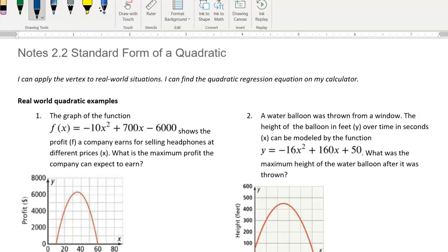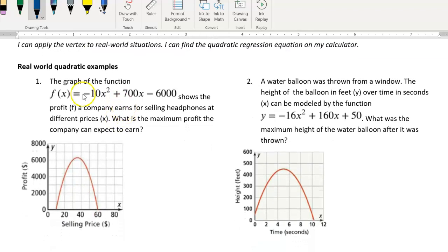So for this first one, we're using what we talked about before with the standard form of equation for some real world application. Here we have the graph, and they give us the equation that shows the profit a company earns for selling headphones at different prices. What is the maximum profit the company can expect to earn? The x-axis represents the selling price of the headphones, and the y-axis represents the profit, how much they can make in total with those various prices.